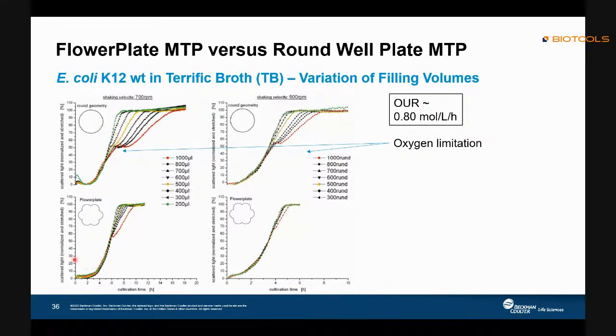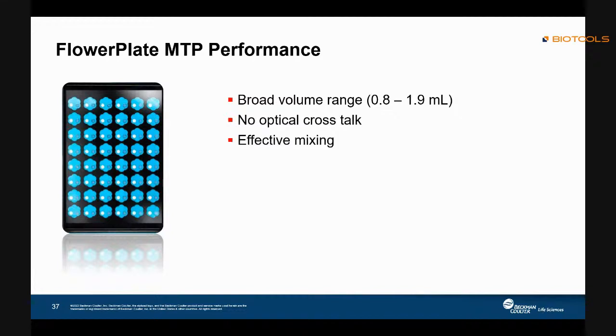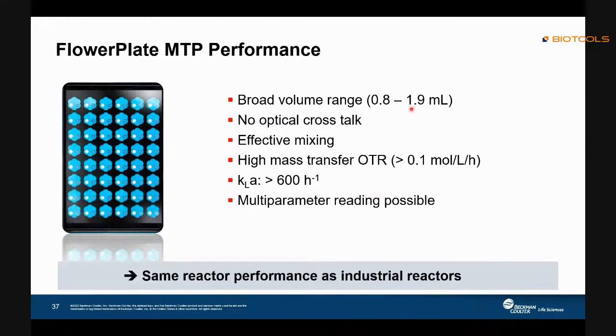So maybe we can know that if we can increase the oxygen, or use some kind of method so the oxygen transfer rate can be higher, it can help your fermentation. So this is our flower plate. The volume is more or less the same, a little bit lower in total volume, but it can have a higher OTR, the oxygen transfer rate, so that it can get you more oxygen.